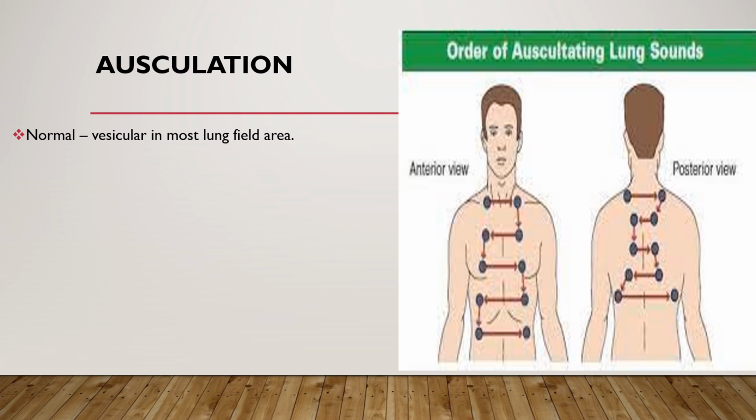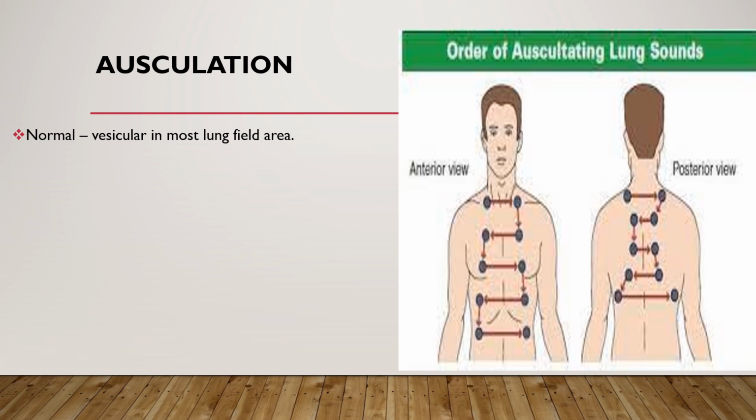Normal breath sounds include bronchial breath sounds over the trachea and the major airways, and in the rest of the areas it is most of the time vesicular or bronchovesicular, but over most lung-filled areas it is vesicular. Listen for the phases of breathing, expiration and inspiration, and the expiratory phase might be prolonged in obstructive airway disease.